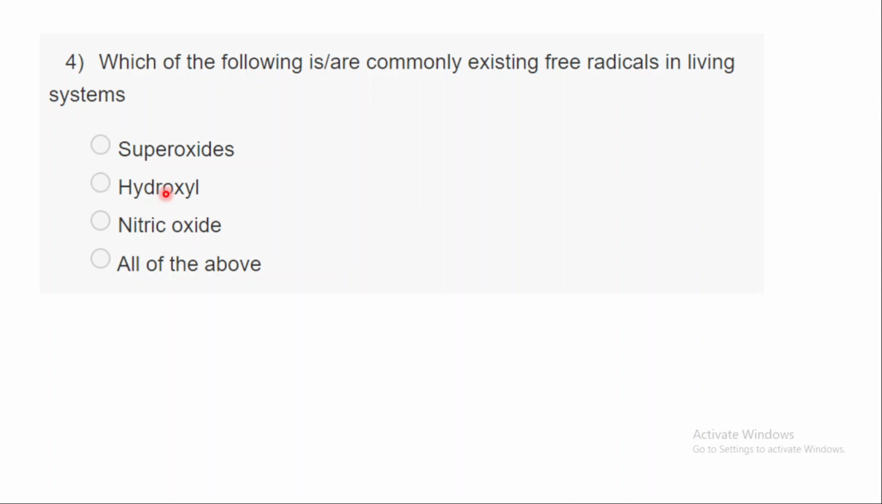Question number 4. Which of the following are commonly existing free radicals in living systems? It's a question about free radicals again. Which of the following do you think are commonly existing free radicals in living systems? Option A, superoxides. Option B, hydroxyl. Option C, nitric oxide. Or option D, all of the above. Which of these do you think are commonly existing free radicals in living systems?